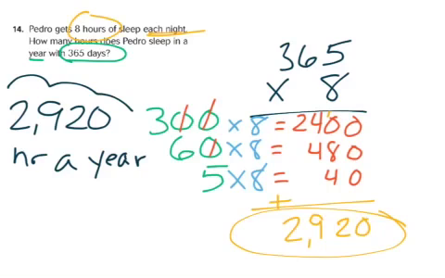All right guys, remember your 4 steps. Expand, distribute, multiply to find your partial products, and then add. That is how we solve these.